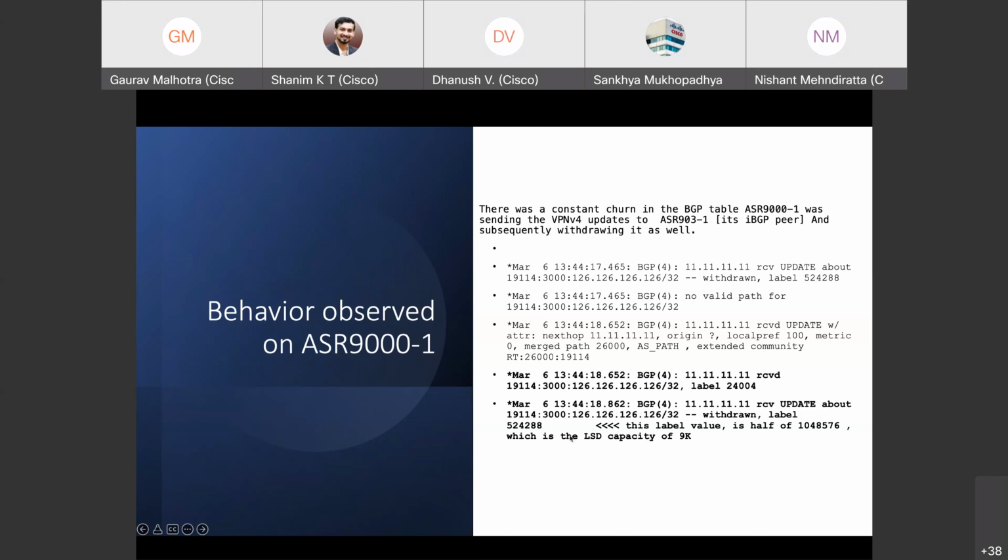This part I highlighted. You'll see it says this label value is half of the LSD value of the ASR 9K, I think XR. And this specific value comes because of a race condition, which I'll show you later. But just a note, the label you can see in this output is 24,004, but then it changes. You can see the withdrawn label is 524288.